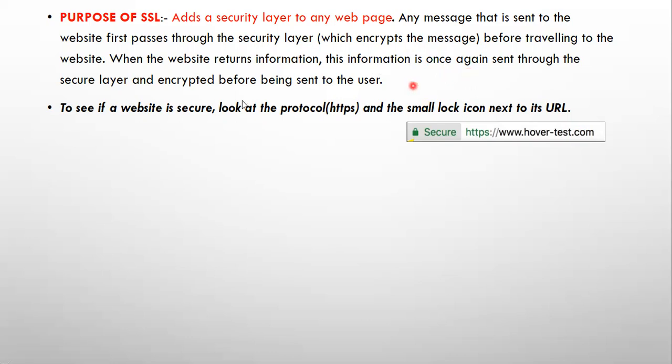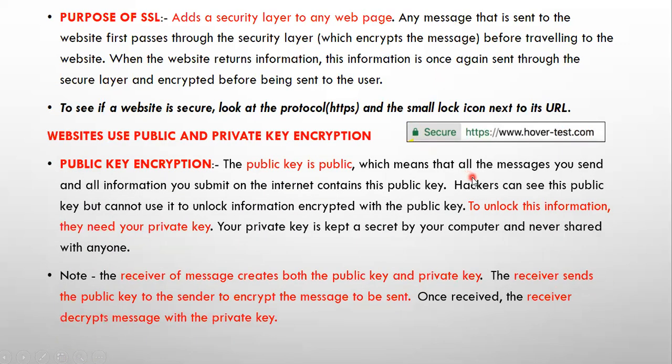When the website returns information, this information is again sent through the security layer and encrypted before being sent to the user. To see if a website is secure, you look at the HTTPS, the protocol that's being used. There's a protocol as an example, and you look for the small lock next to your URL. This is your URL, and this is HTTPS. It's part of your URL, and that shows it's secure.